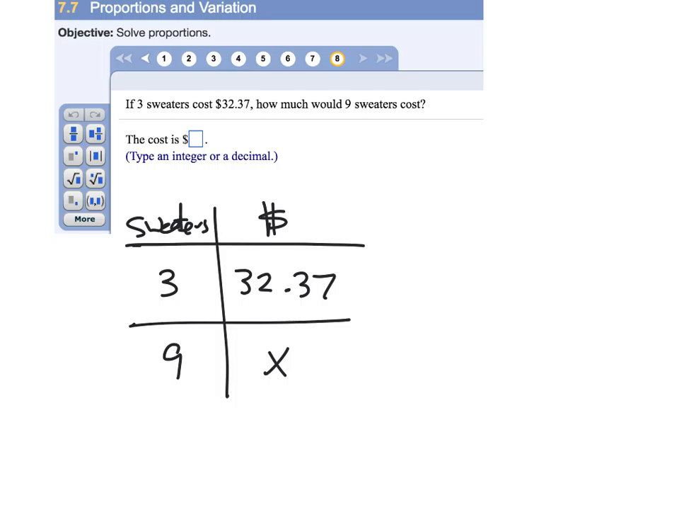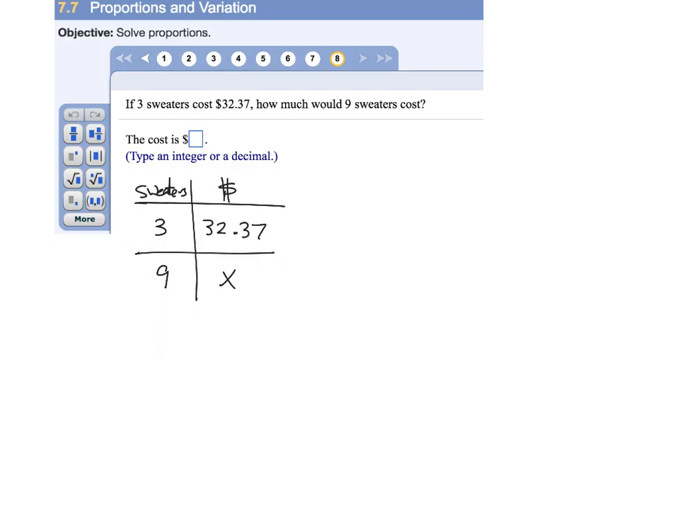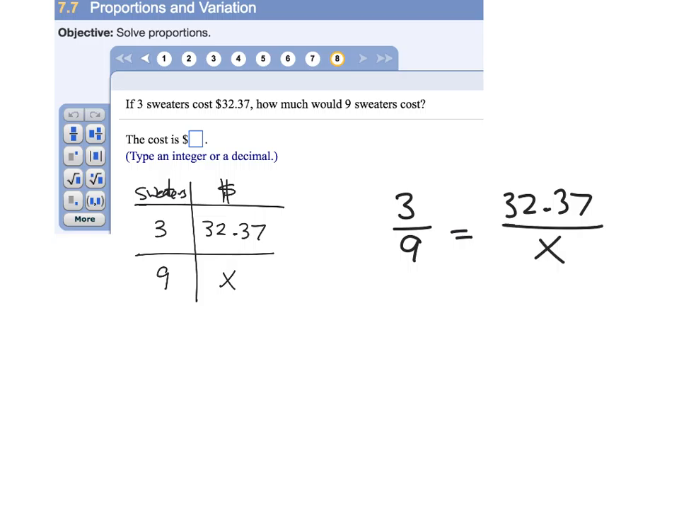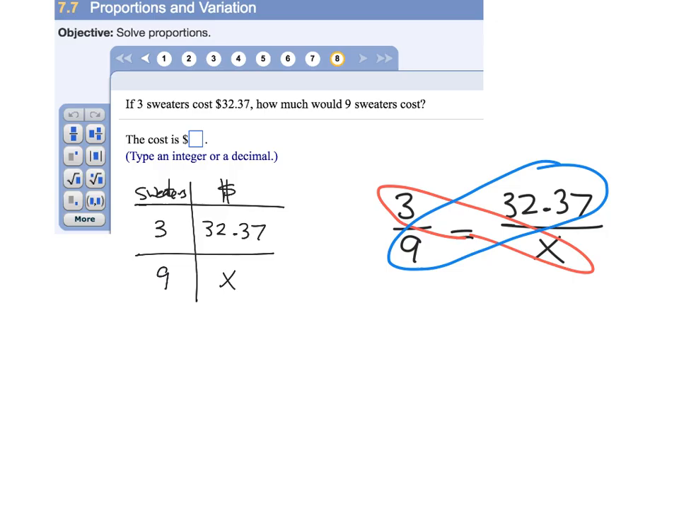Now, once you've got this little picture here, this table tells you your proportion. 3 over 9 is equal to 32.37 over x, all right? So you can think of it that way. And now, hey, we've got a fraction equaling another fraction. So that means we can use our cross products. So we get 3x is equal to, now I'm going to have to multiply $32.37 times 9.